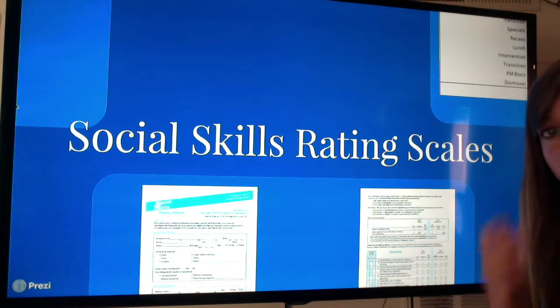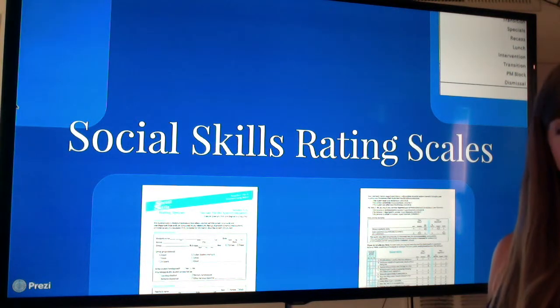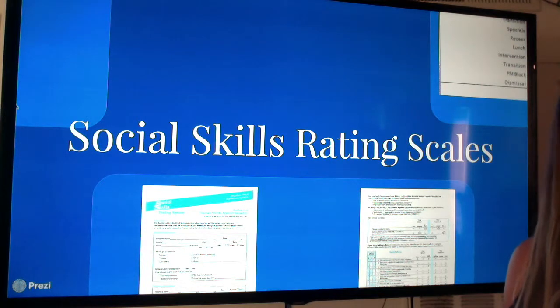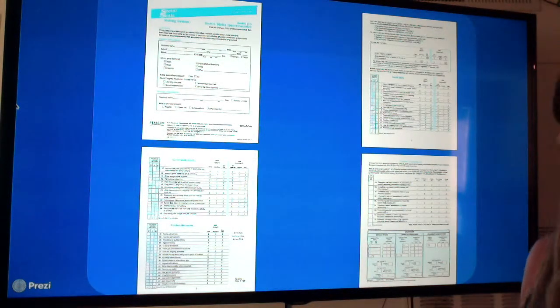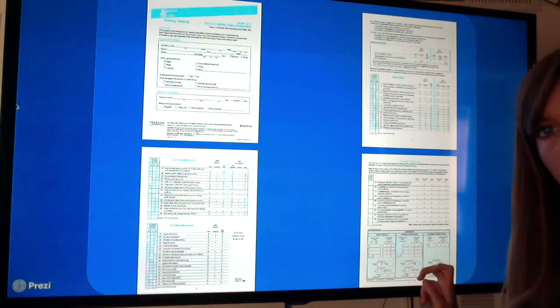The third data collection tool I used was social skills rating scales, which were administered to each teacher monthly throughout the course of the study. They provided subscores for social skills, problem behaviors, and academic competence.